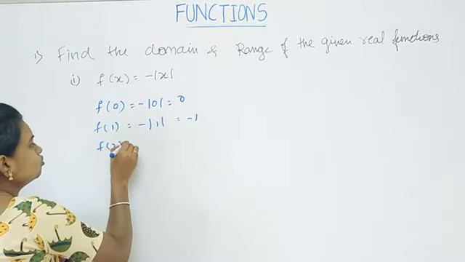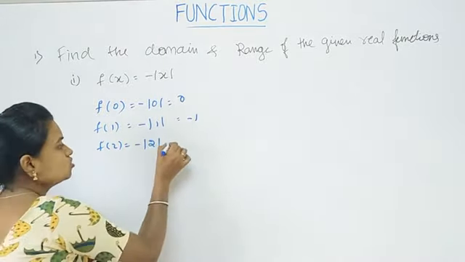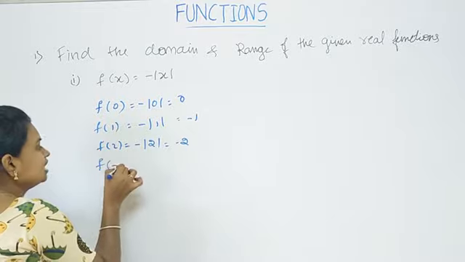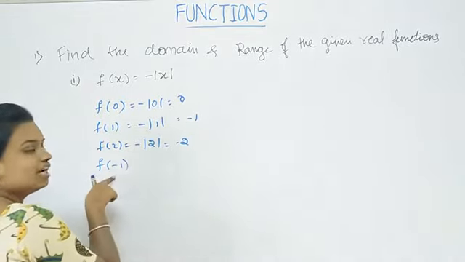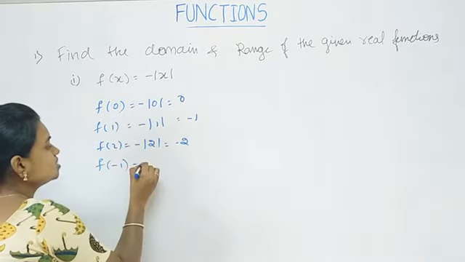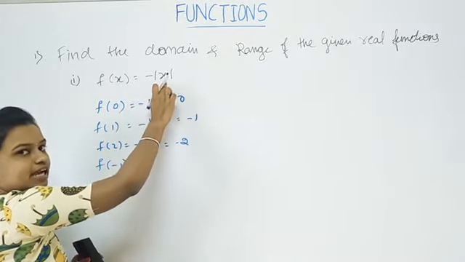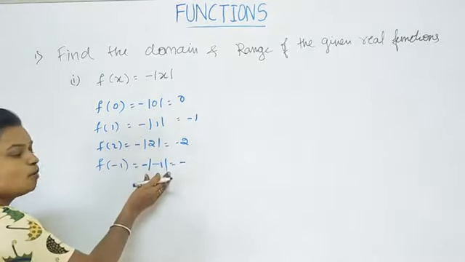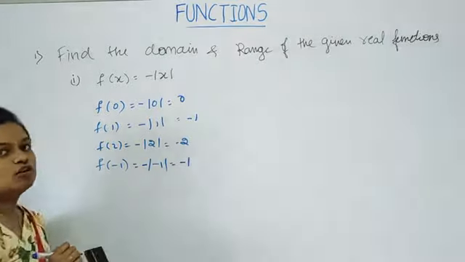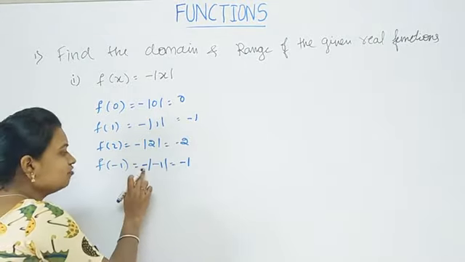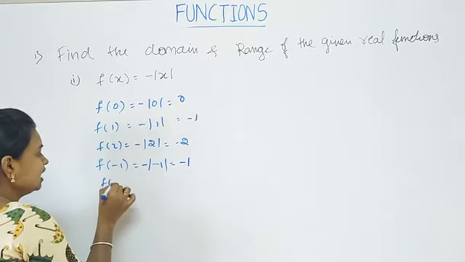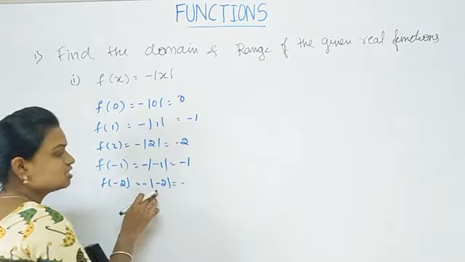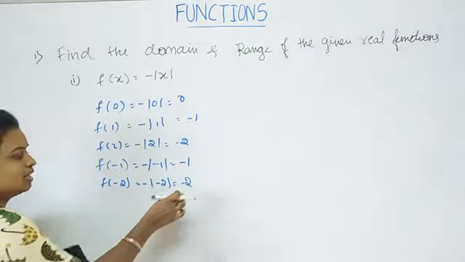So if I take 2, minus of mod 2, so minus, right, as it is, mod 2 means plus 2 only. Also we can take negative numbers, it is also a real number. If I take x as minus 1, it becomes minus mod of minus 1. So we already know, write this minus as it is, mod of minus 1 becomes plus 1 only. Here we have the negative sign, I write like this. So if I take minus 2, okay, minus of mod of minus 2, so minus mod minus 2 is plus 2 only, it becomes minus 2.